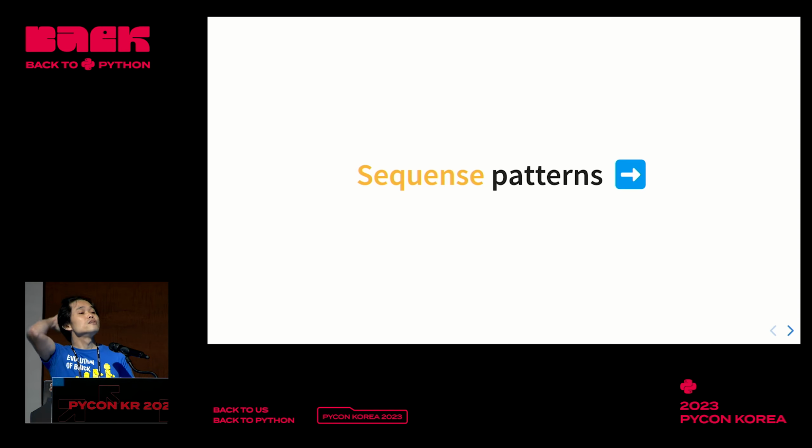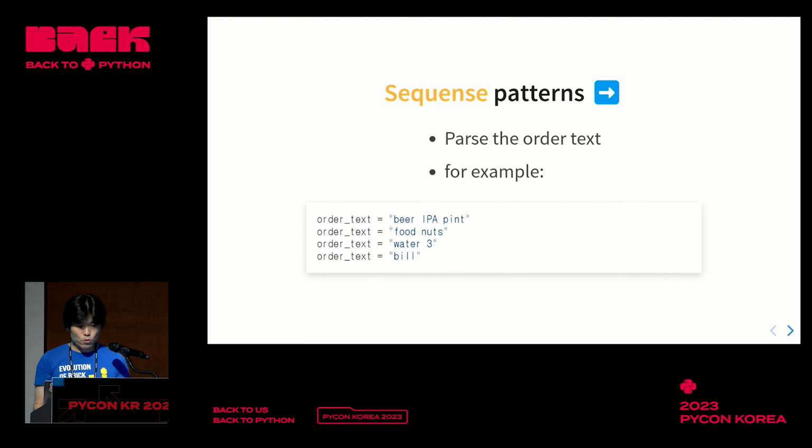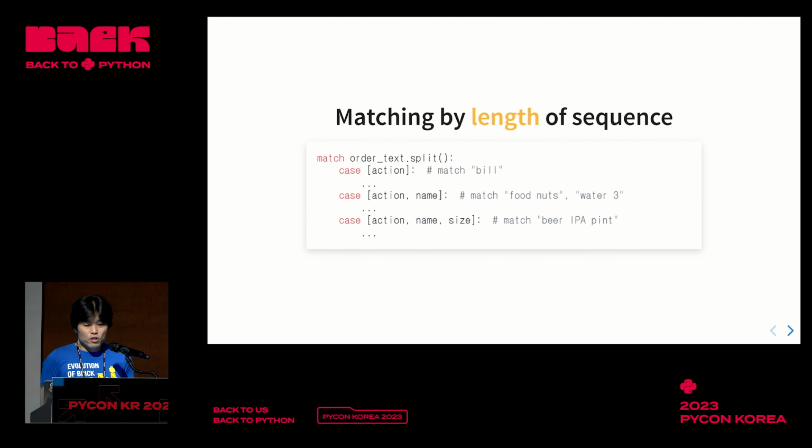Okay. Next pattern, sequence patterns. In this case, I'll pass the order text. For example, beer, IPA, pint, or food, nuts, or water, 3, or beer. This code can match the pattern of multiple sequences. In this case, it matches a tuple of length 1, 2, or 3. When the order text is beer, it matches the first pattern. When the order text is food, nuts, or water, 3, it matches the second pattern. And beer, IPA, pint matches the third pattern.